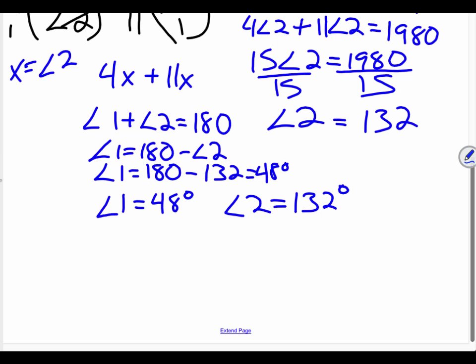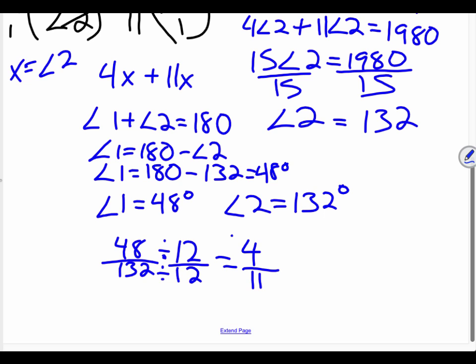And angle 2 is equal to 132. Now, here's something kind of interesting. The ratio of those two numbers should reduce down to 4 over 11. So in other words, I should be able to say 48 over 132. If I divide the top by 12, and I have to divide the bottom by 12, I get 4. Hey, what's 12 times 11? 132. That's no accident.